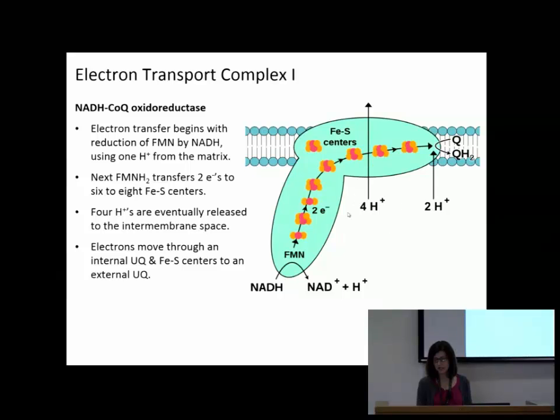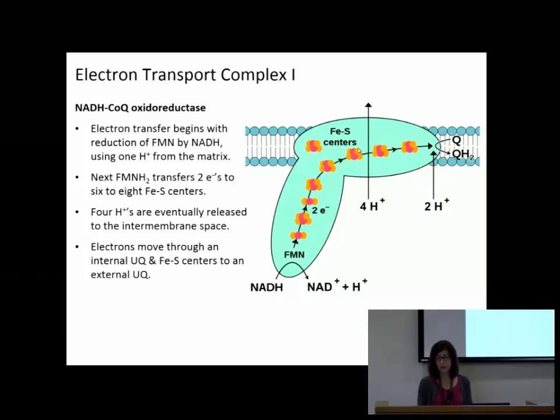you are going to take 4 hydrogen ions and pass them from the matrix into the intermembrane space. That's very important. Guys, you okay? Okay. So you're going to take four protons from the matrix and pass them into the intermembrane space.